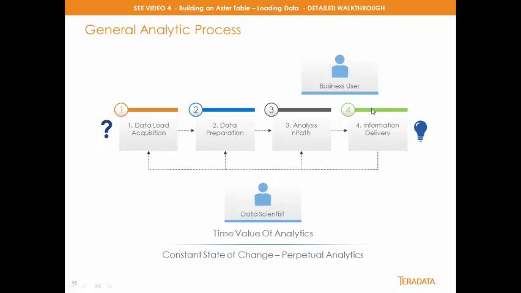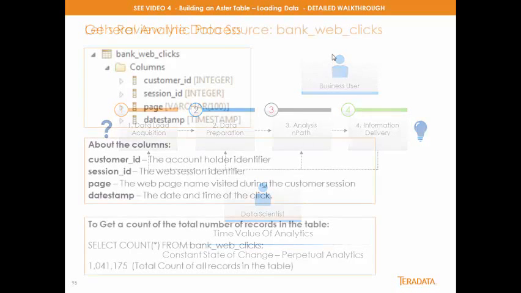And then finally, we finish off with information delivery. Information delivery could be a Sankey flow visualization. It could be a hierarchy diagram. It could be the raw data itself. Or it could be a business intelligence report that comes out of a BI tool, and so forth. So let's go ahead and get going.